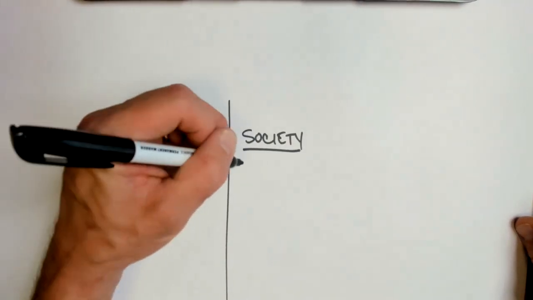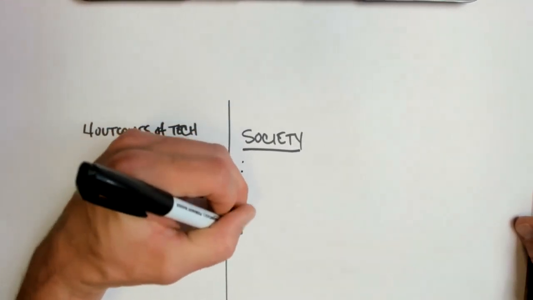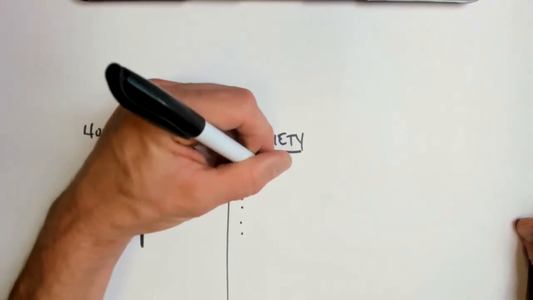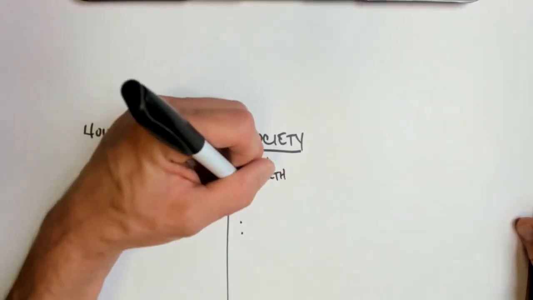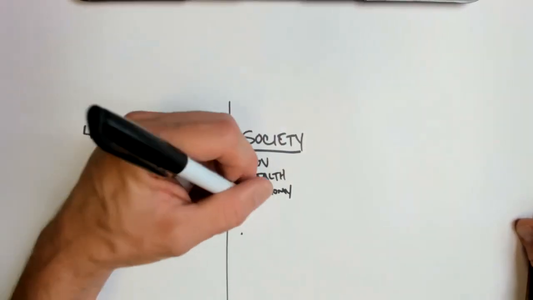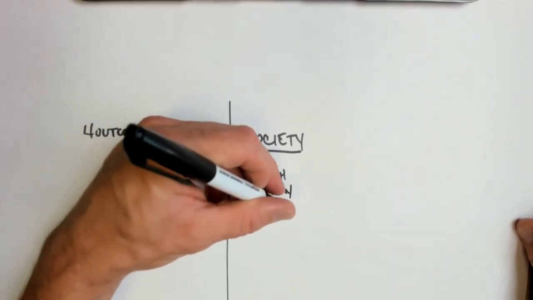And so we want them to think about different aspects of society, whether it's government or health or the economy, or it's the environment.